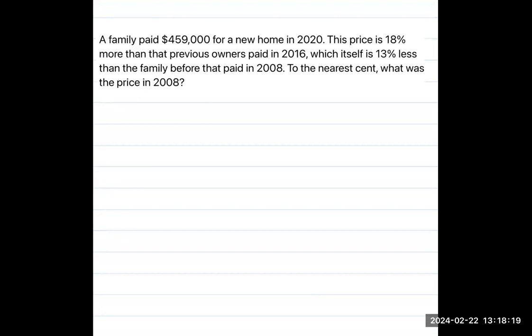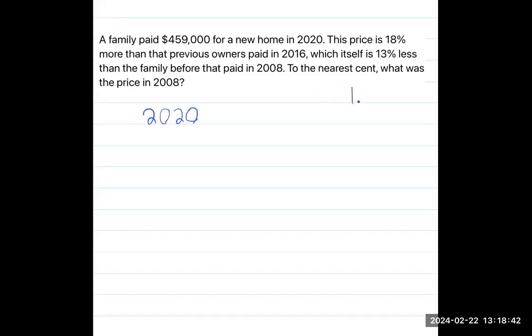Here we have a question about real estate prices, and we're seeing that the price that the family paid is 18% more than what the previous owners paid. So we can't simply take the 459,000 and lower it by 18% because that's not the order in which it's being done. So let's go ahead and write the 2020 price.